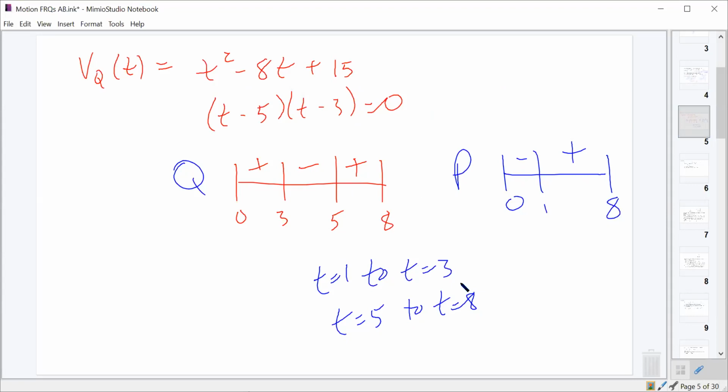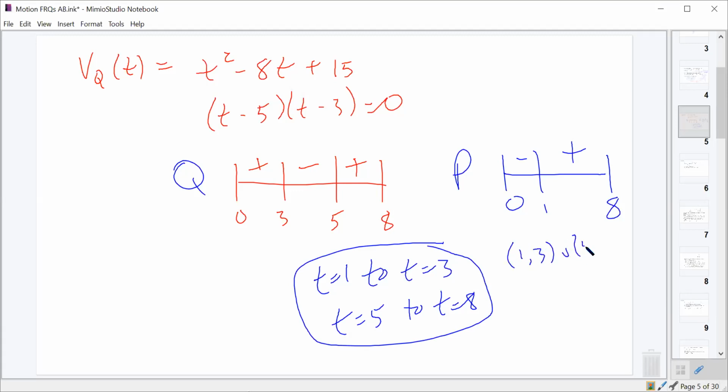And again, would you say it's only reasonable to put the or-equals-to when you're concerning the 8? Yeah, the only one you'd want to do that for would be the 8. So if you were to write it, you'd do (1, 3) union (5, 8], or you could write t is greater than 1 and less than 3, and greater than 5 and less than or equal to 8.